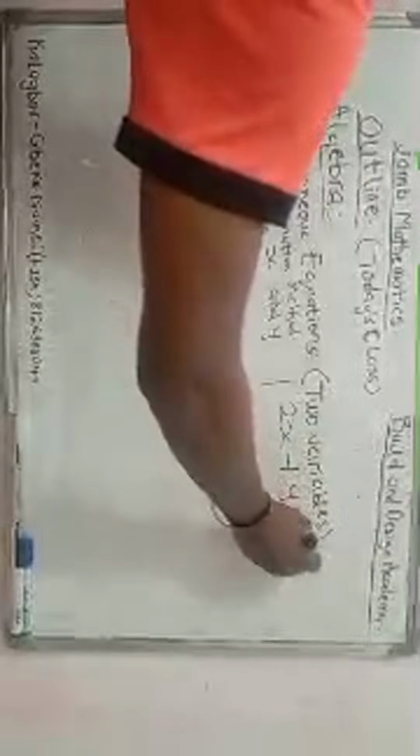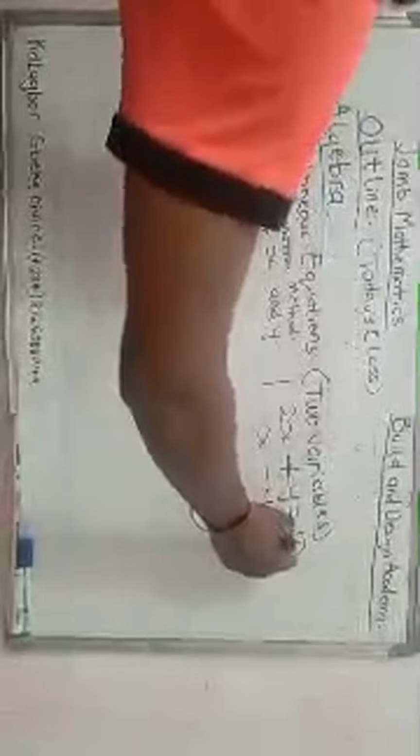We are given two equations. The first equation is 2x plus y equals 10. And the next equation is x minus y equals 2. Now, we are going to use elimination method to solve for this equation. So this will be our solution. Look, watch closely.